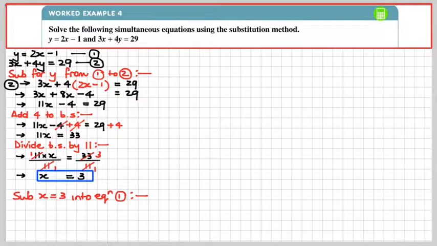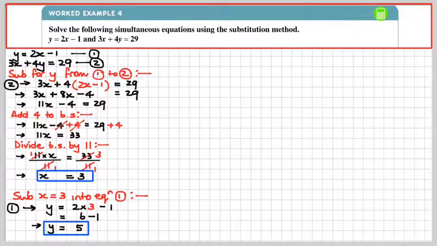Alright, so we're substituting x is 3 into equation 1. It doesn't matter, but I've done it into equation 1 because that's probably the easier one of the two to do it in. And equation 1 reveals to us that y is 2 times 3 minus 1, which is 6 minus 1, which is 5. That's what y is. Okay, guys, we've solved it. Now, that is the answer.